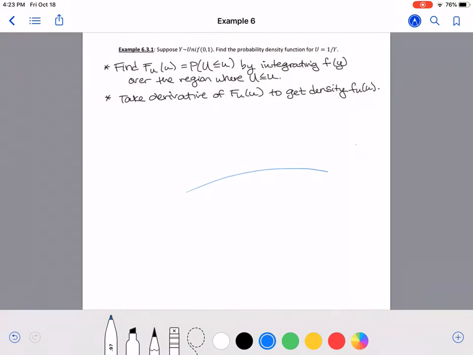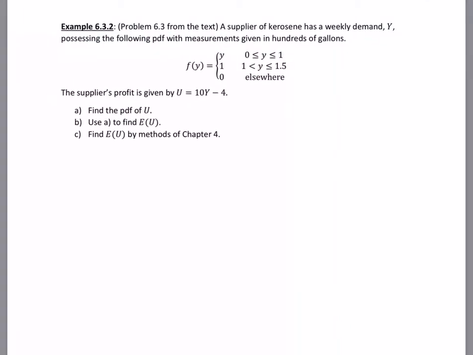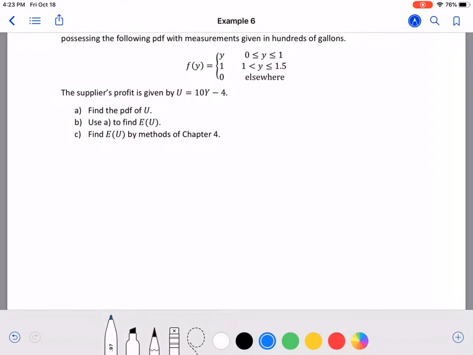So we're going to apply this to our next example, which is 6.3.2, which is one of them from the text. We have a PDF of f of y where it's y between 0 and 1, 1 between 1 and 1.5, and 0 everywhere else. And we know that the supplier's profit is a function of y, which is 10y minus 4. We want the PDF of u first, and then we'll use that to do some things with expected value.